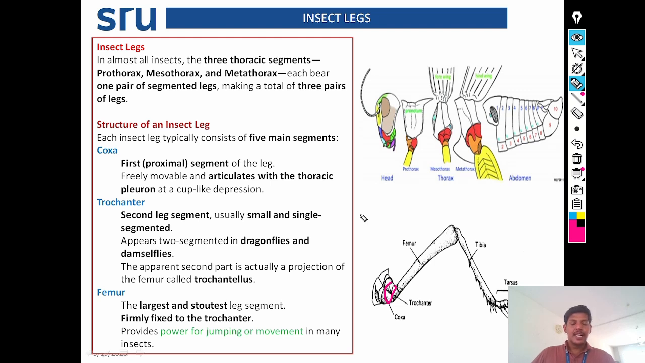The apparent second part of that segment is actually a projection of the femur. We call that part a trochantellus.